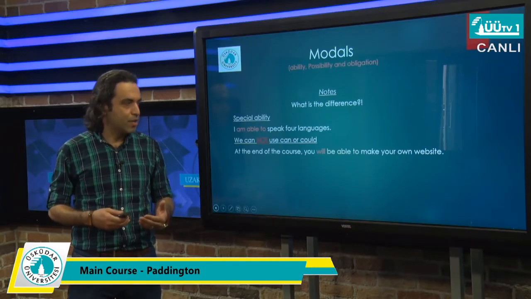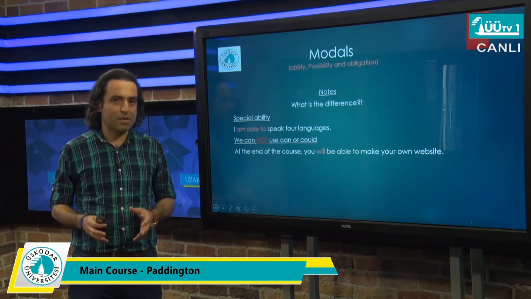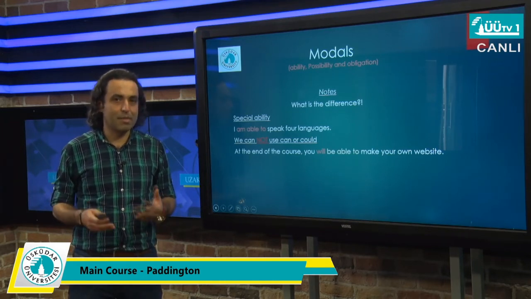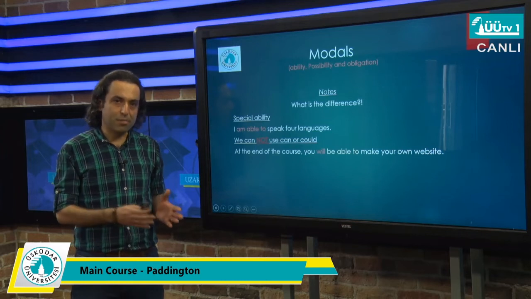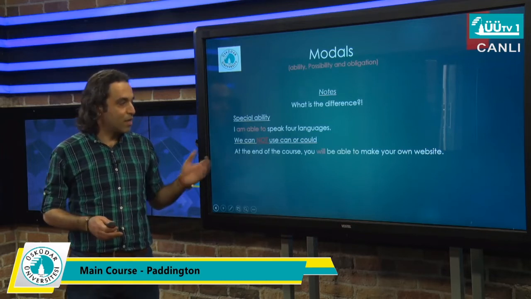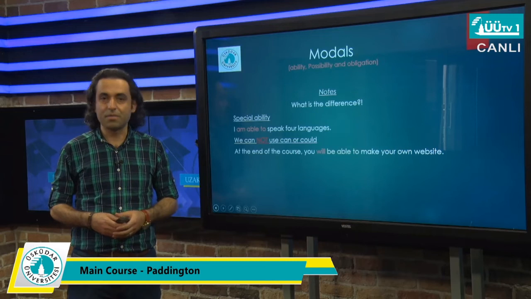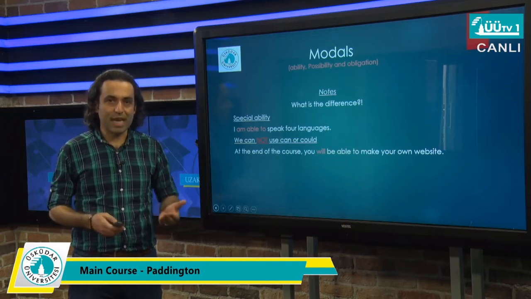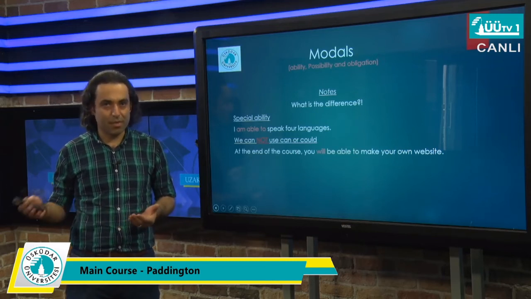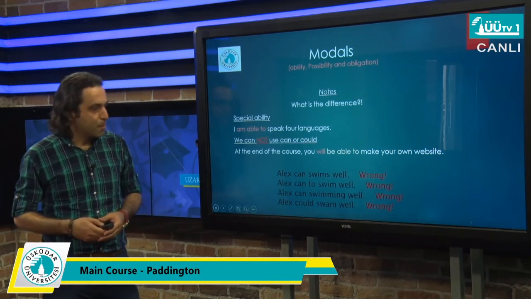So let's review quickly. First of all, when we talk about a specific ability that we have, we focus on be able to. On the other hand, regarding the structure of the sentence, sometimes we are not allowed to use can or could. And that's why we replace it with be able to.